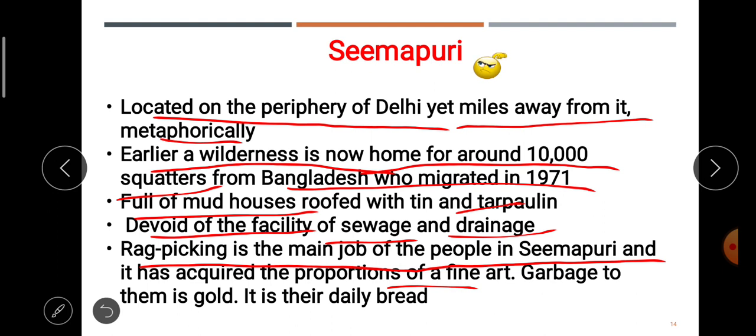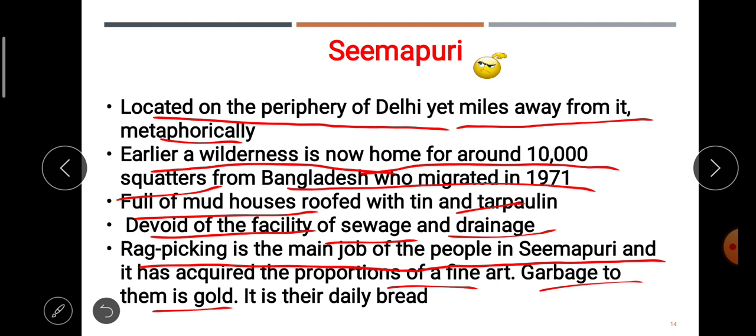So how is rag picking a means of beautification? Because rag pickers pick up the valuable things from the garbage heap. They are not cleaning streets completely, but whatever valuable they find out of the garbage heaps, they pick it up and make things a little cleaner. If not completely, a little. That's why rag picking has been compared to fine art. Garbage to them is gold. Gold, this is a metaphorical statement, by the way. Gold over here means valuable.